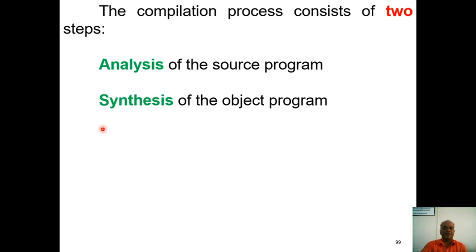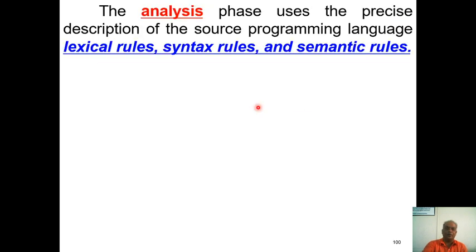The first one is analysis of the source program, and the second one is synthesis of the object program. Compilation is nothing but converting the high level language program into machine codes. This compilation process consists of two steps: the analysis of the source program, and the synthesis of the object program.